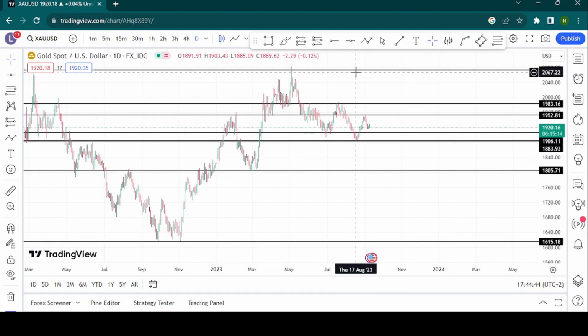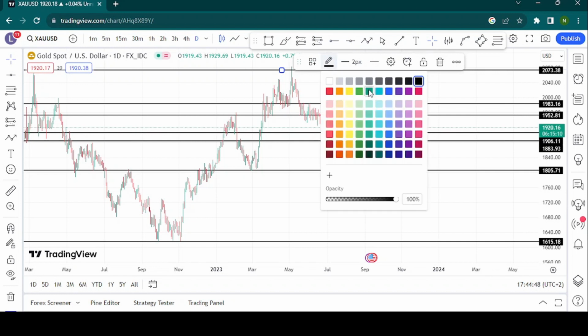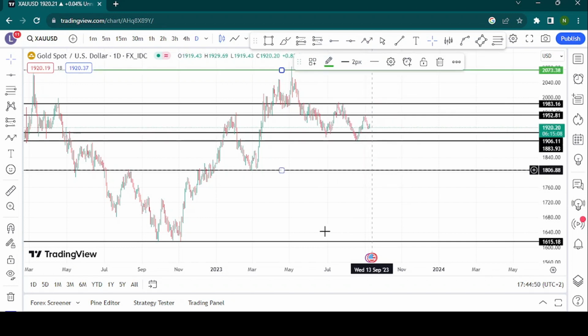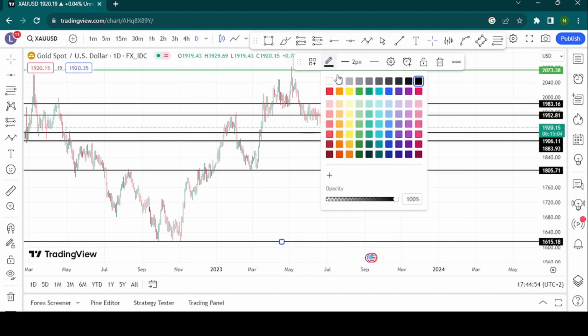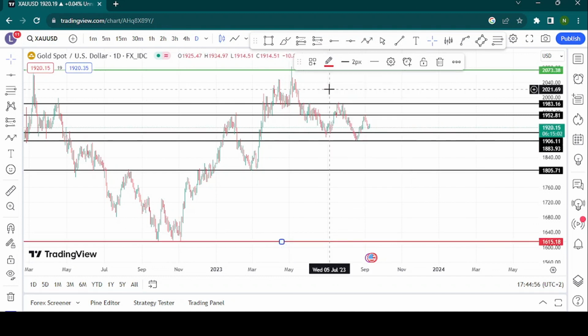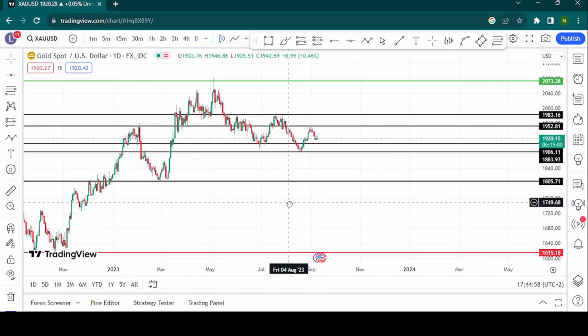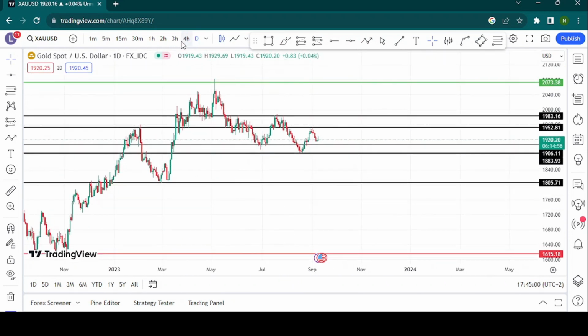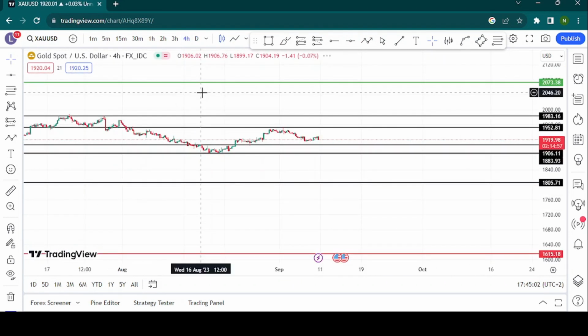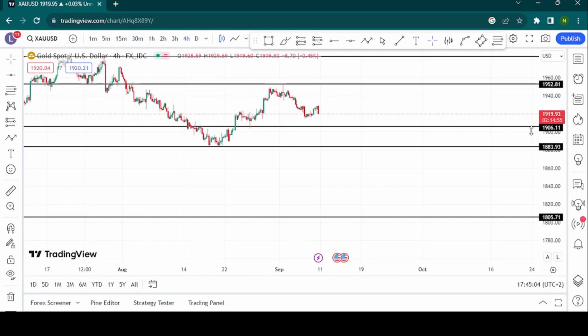So let's mark this highest point as green to remember that this is our highest point, and then this one is red to remember that this is our lowest point, right? So yes, now let's dive deeper to H4 to see what is currently happening, right?